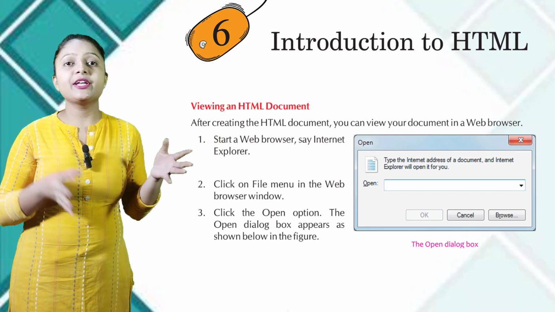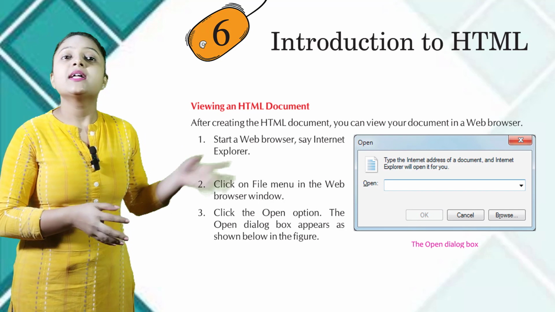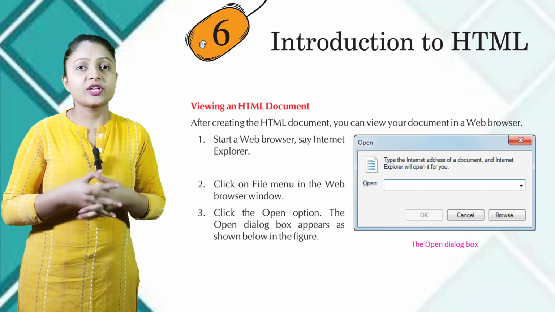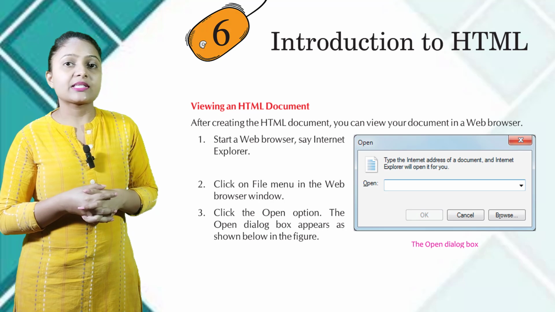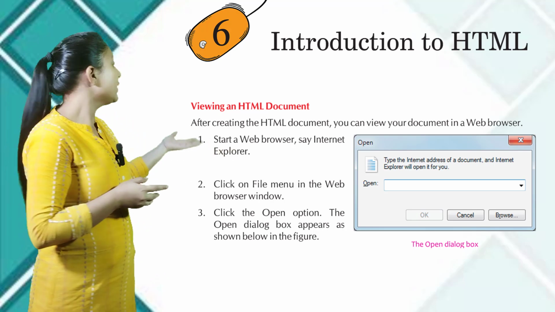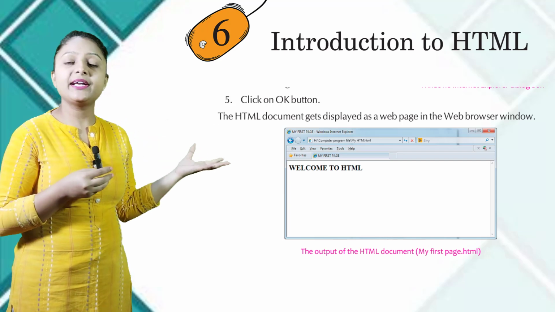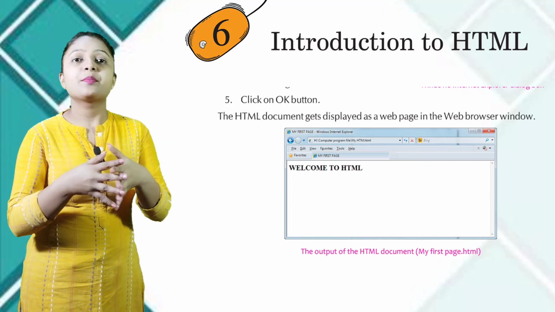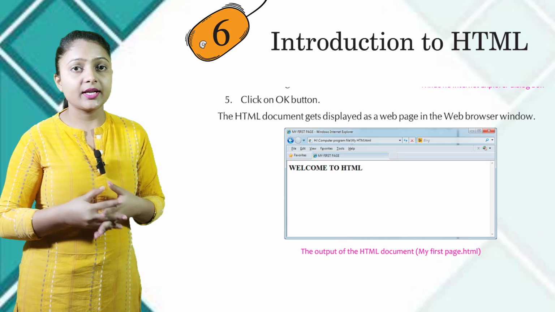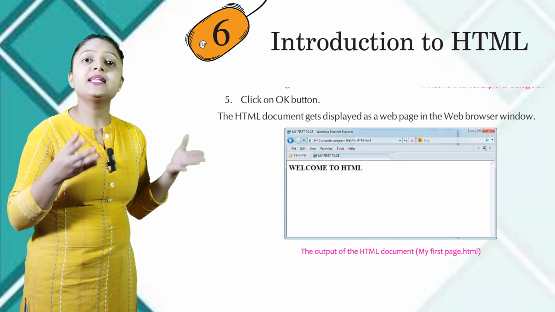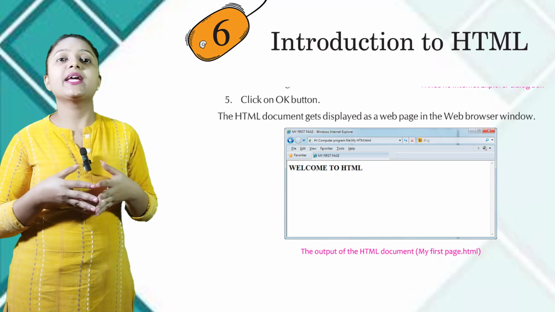Second, click on the File menu in the web browser window. Third, click on the Open option. The Open dialog box appears as shown below in this figure. Type the file name including the complete path in the space provided and click on the OK button. If you do not remember the path, click on the Browse button to locate the file.